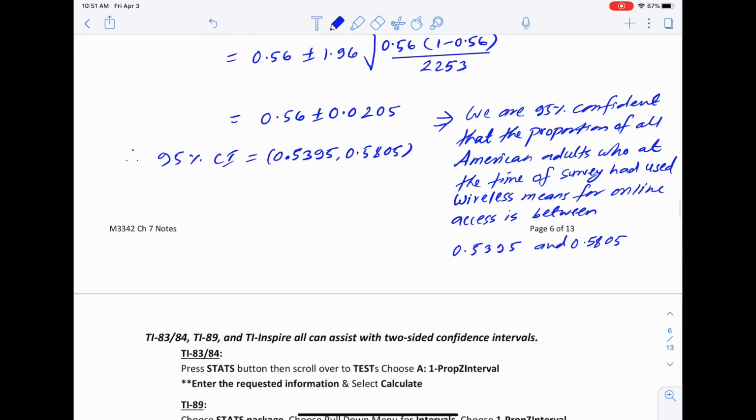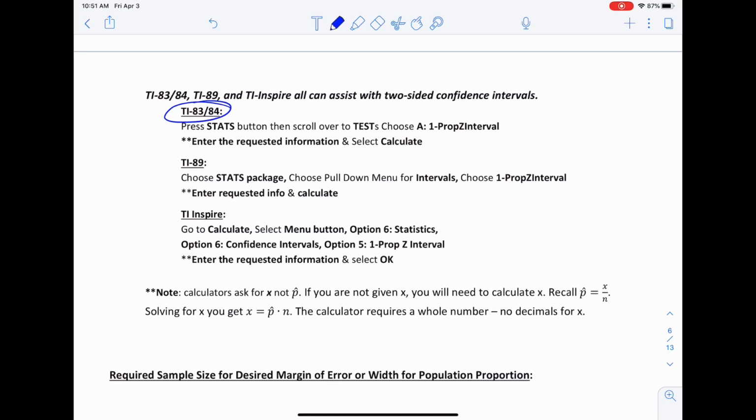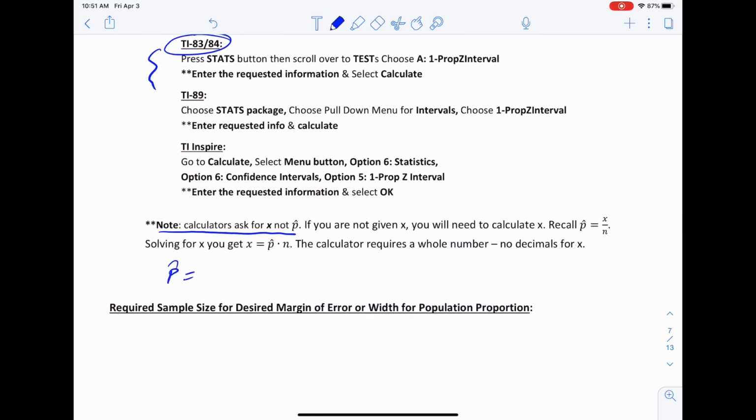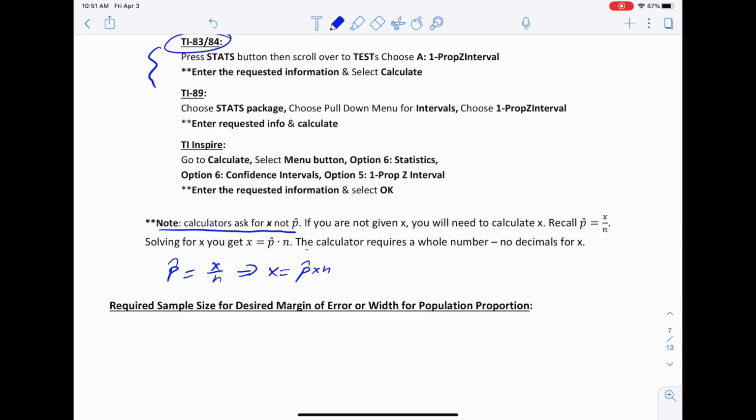this 95% confidence interval. Now again, just like our last section, you can also use calculators to find the confidence interval directly. Now the only thing that you need to be careful about is your calculator asks for x, not p hat. Now we know p hat is x over n, so x is p hat times n. So find x and then use this value to find the required confidence interval in your TI calculator. Also write a whole number for x.